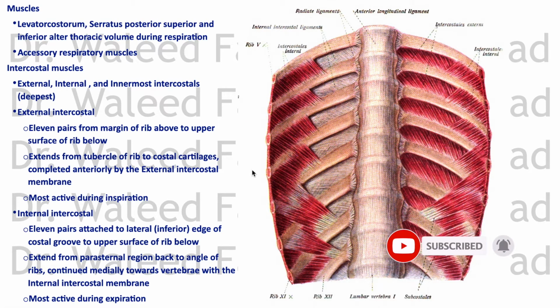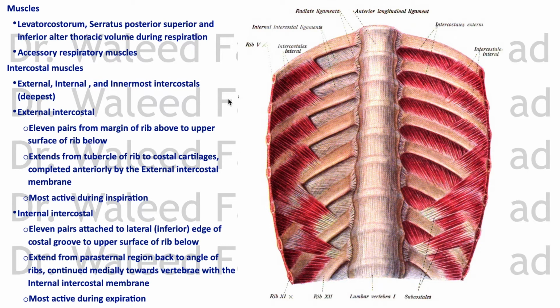The muscles of the thoracic cage in some books are divided into three groups: the external, internal, and innermost group. But some other books study them individually instead of classifying them into groups. But anyway, it's the same. We have external intercostal, internal intercostal, and innermost and subcostalis muscles.